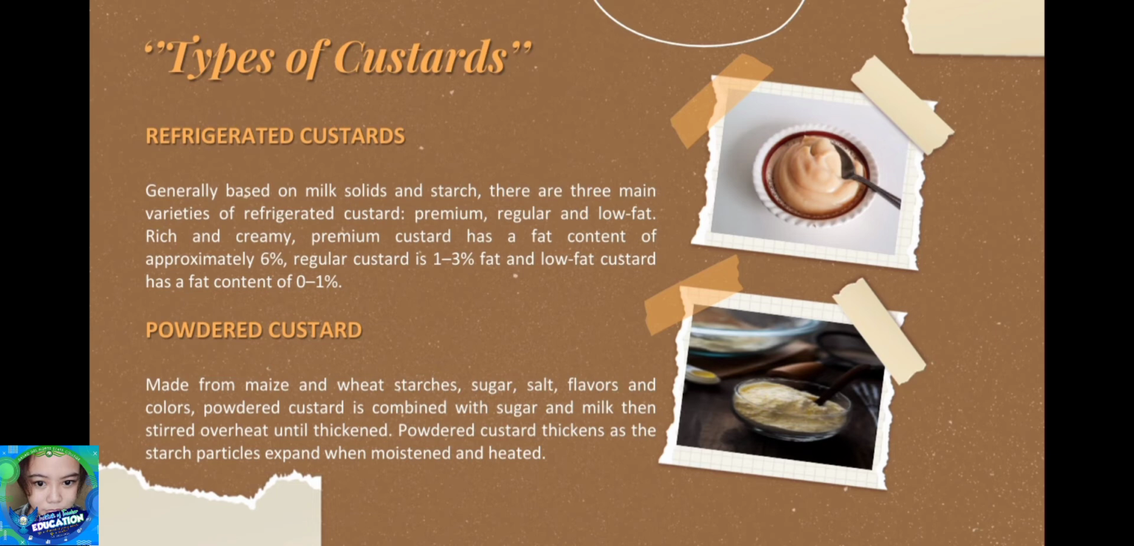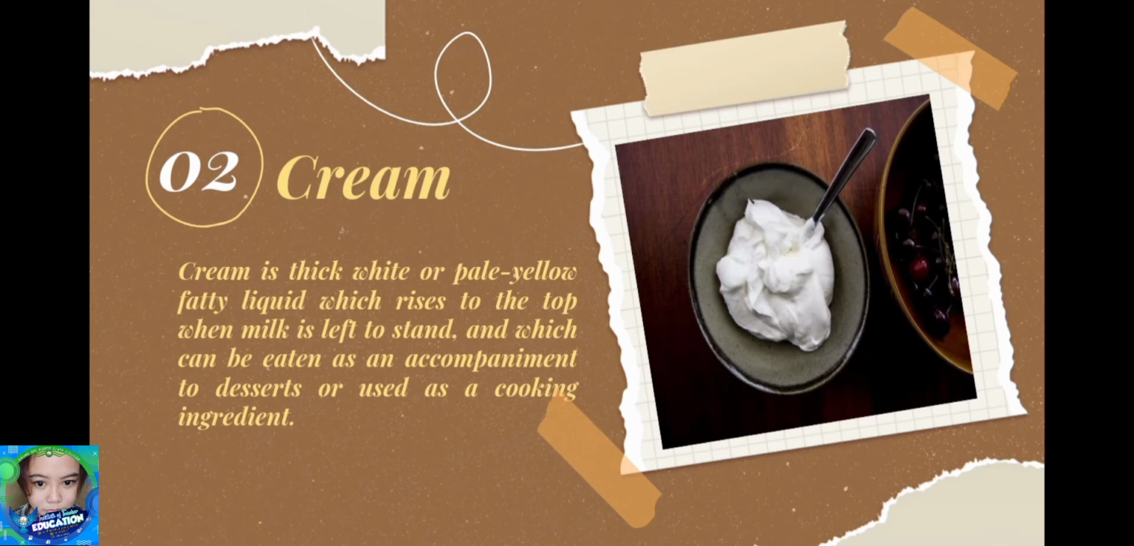Powdered custard is made from maize and wet starches, sugar, salt, flavors, and colors. Powdered custard is combined with sugar and milk, then stirred over heat until thickened. Powdered custard thickens as the starch particles expand when moistened and heated. What is custard powder used for? It is used to make sauces over pudding, cakes, and other desserts. So now we will move on to the next topic, which is cream.